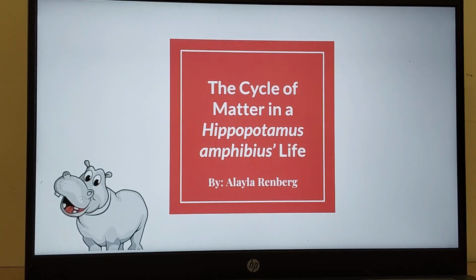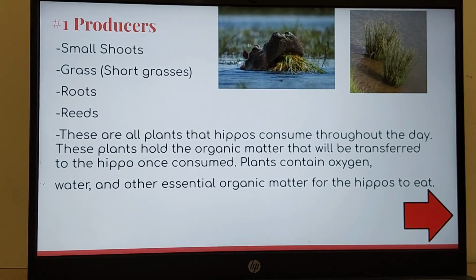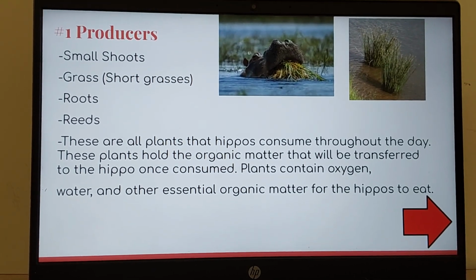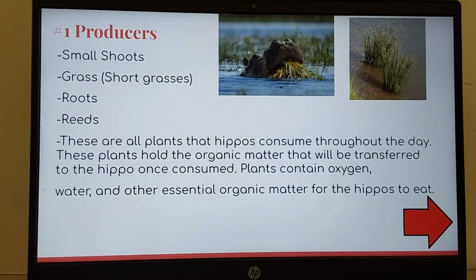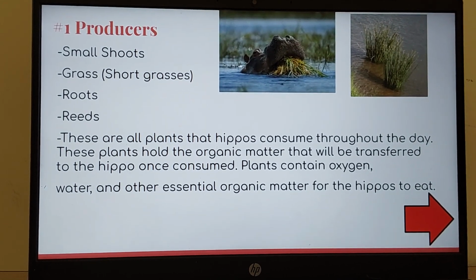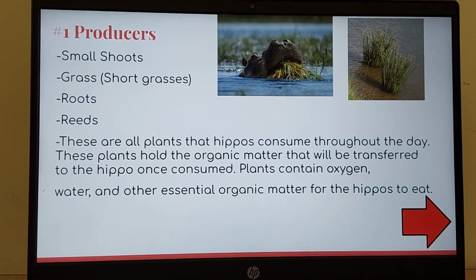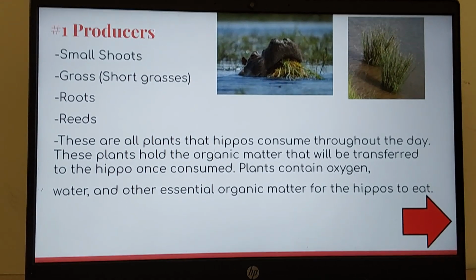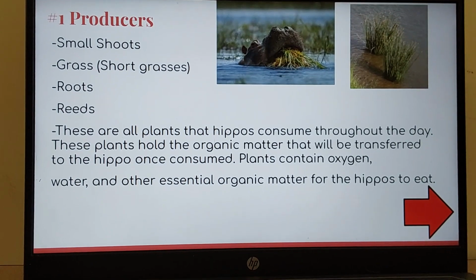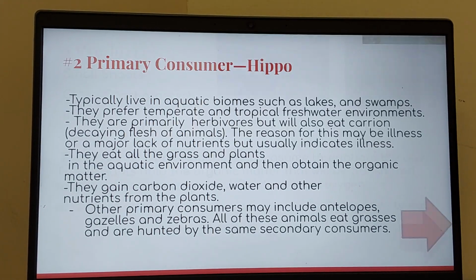The cycle of matter in a hippopotamus amphibius's life. So starting with number 1 are producers. The grasses that grow in these African wetlands are small shoots, grass, typically the short grass, roots, reeds. These are all plants that hippos consume throughout the day. These plants hold the organic matter that will be transferred to the hippo once consumed. These plants contain oxygen, water, and other essential organic matters for the hippos to eat.